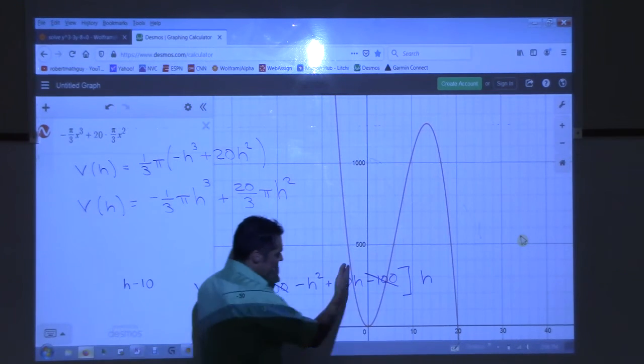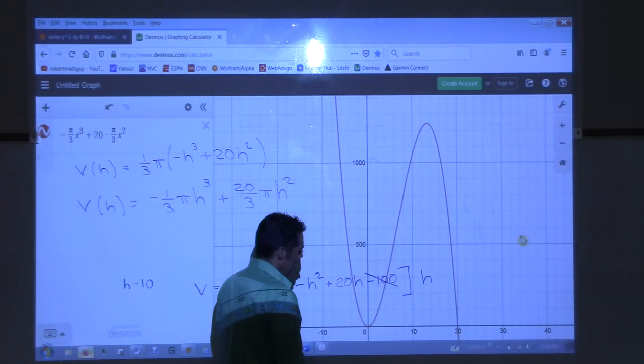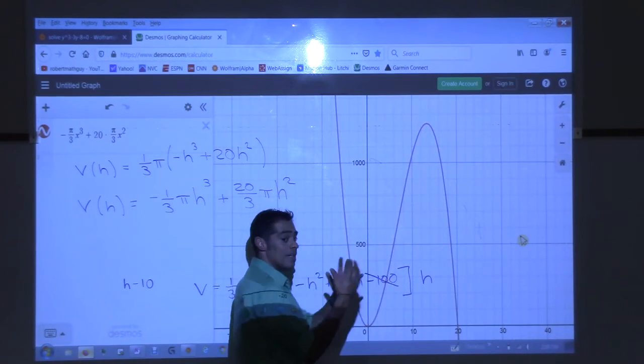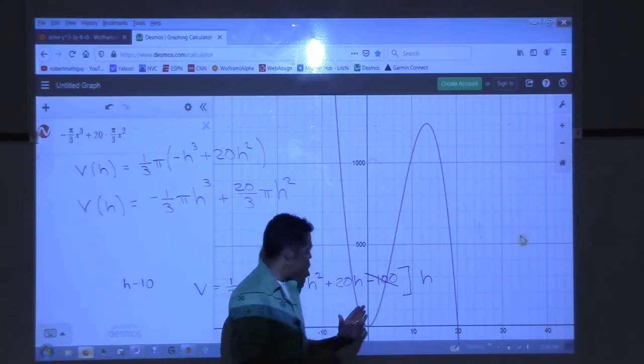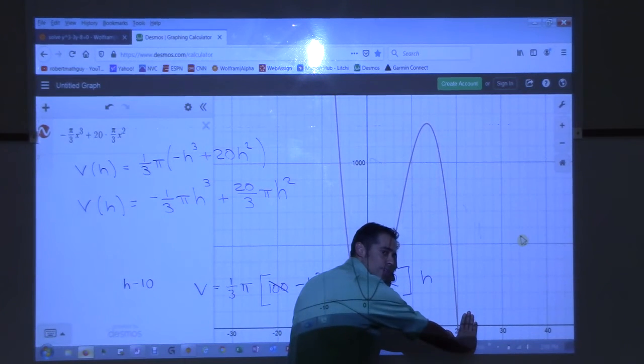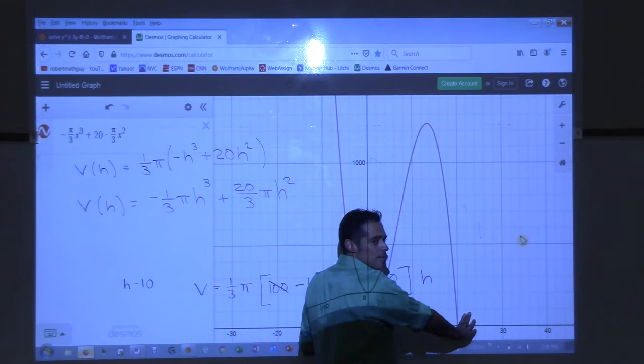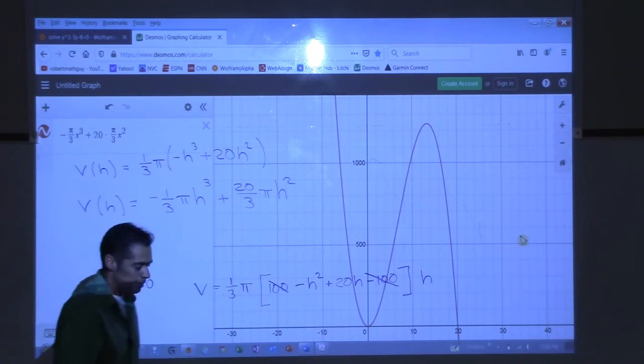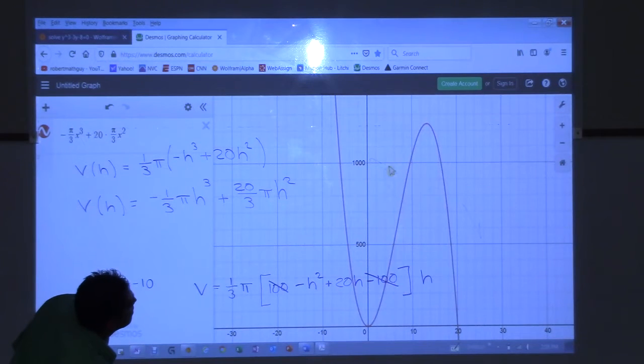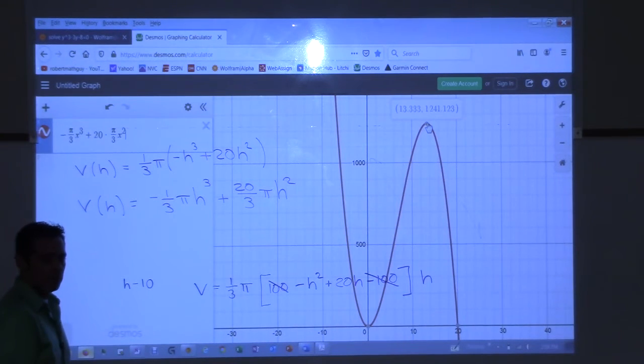But the graph is only valid for us between here and here. After that, the geometry doesn't work out anymore, and this is not the function we need to be looking at. Does that answer your question? Yes? At the maximum value, would that be the maximum value for h there? Where this? Yeah. That's actually the maximum volume of the cone that we can get right there. And it happens when h is 13.33. But we haven't figured that out yet. We're about to figure that out.